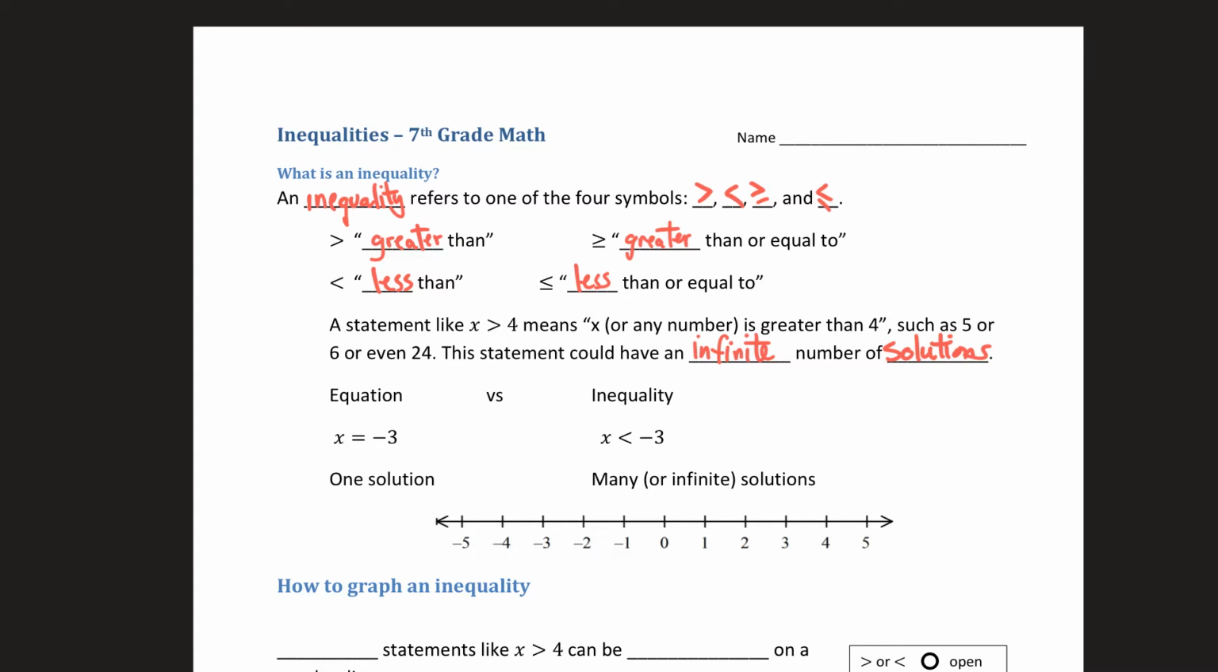For x is equal to -3, there's one solution and it is right there. I'll put a dot there. But for x is less than -3, it looks a little different. We would have something like this, where we have the numbers less than -3. Those are the solutions. So we're going to talk more about how to graph these inequalities and what they mean. Let's go below.